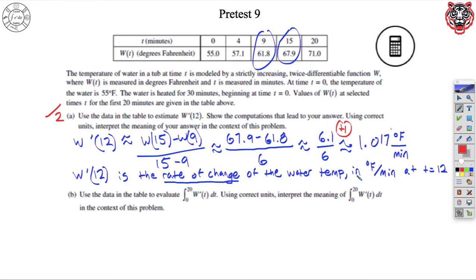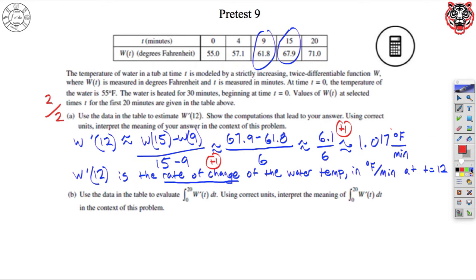If you have rate of change, we'll do plus 1 as well. I said instantaneous rate. Instantaneous rate is also fine, as long as you have the word rate. Instantaneous rate at time equals 12.